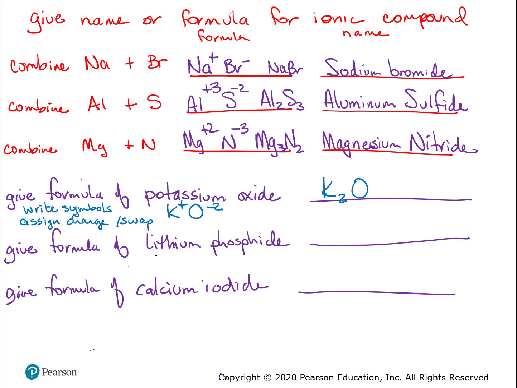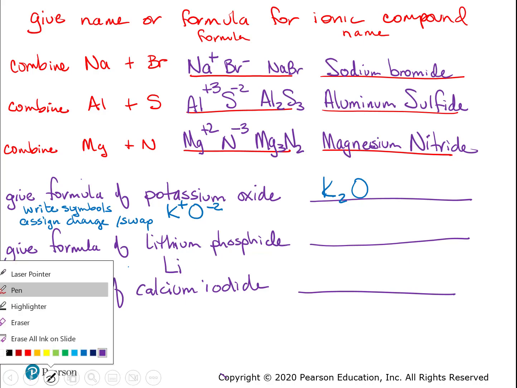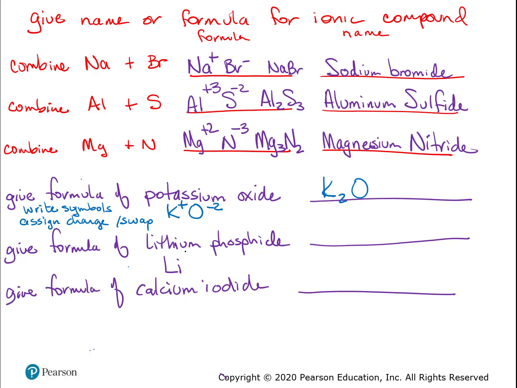So lithium, what is lithium? Li, and its charge is +1. Phosphide would be phosphorus, which is P. 8 minus its group number would be -3. So they're not the same. I got to swap them. So that means how many lithium and how many phosphorus? Yep. To be Li3P.